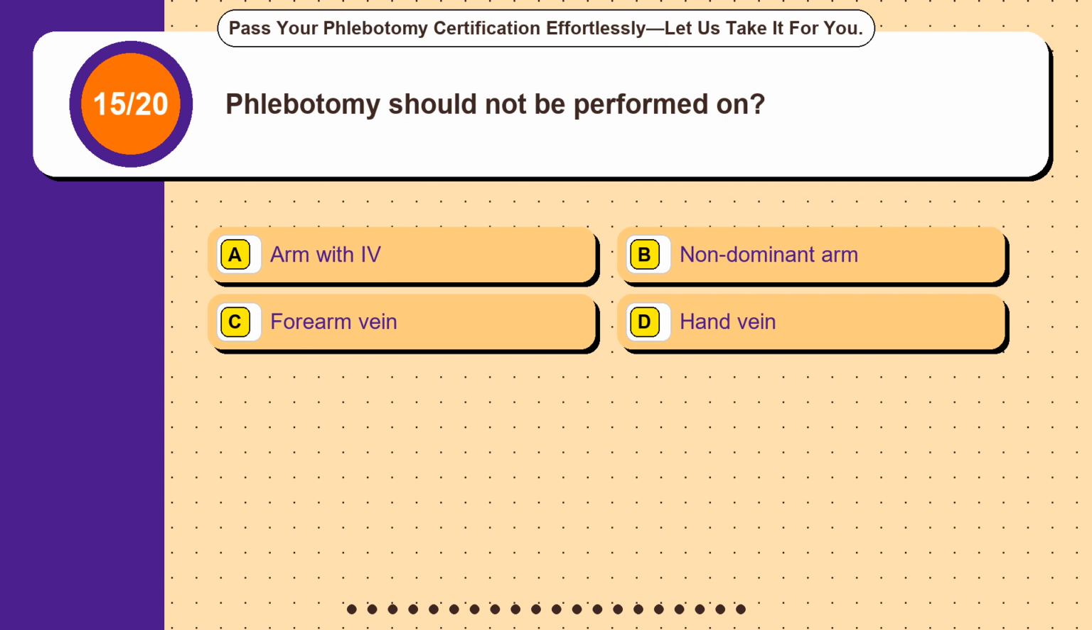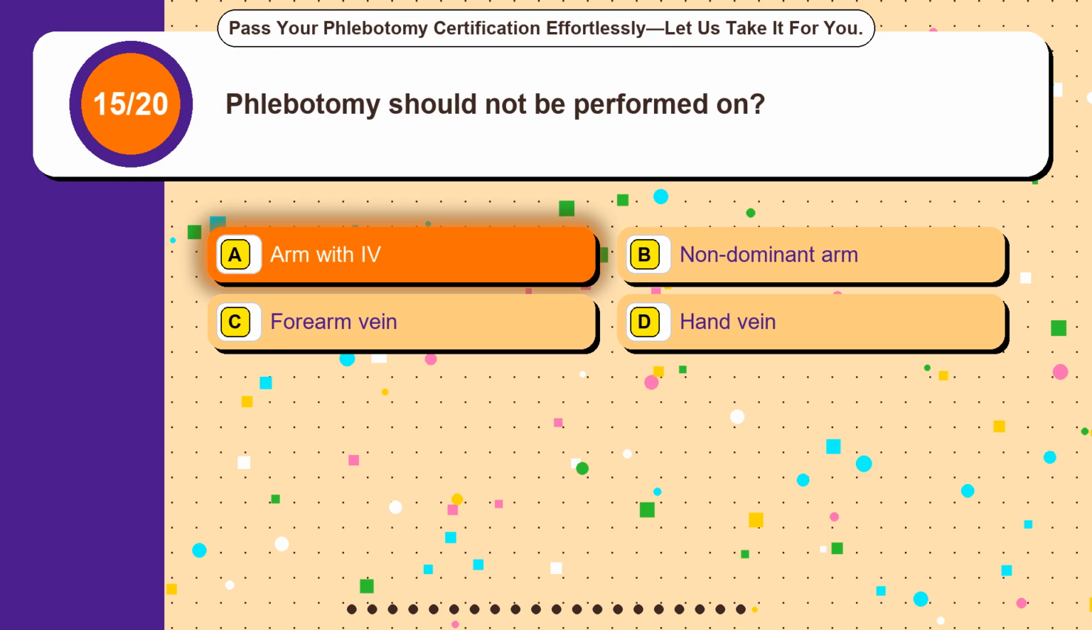Question 15. Phlebotomy should not be performed on: Option A, arm with IV. Option B, non-dominant arm. Option C, forearm vein. Option D, hand vein. The correct answer is option A, arm with IV.